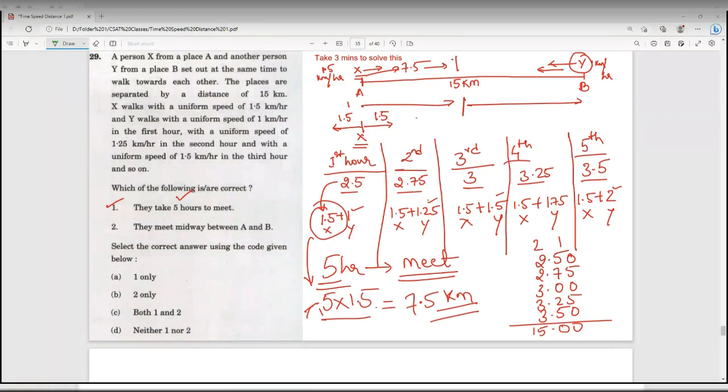In this case, speed is changing. Y's speed is changing. Every hour, Y's speed is changing. That's why till now we are taking it separately, going one hour by one hour. If the speed is constant, normally in other questions they give the average speed for the whole duration and say calculate the distance or time. In this case, they are not giving that average speed. They are giving the exact speed for each hour. So we have to take it separately.